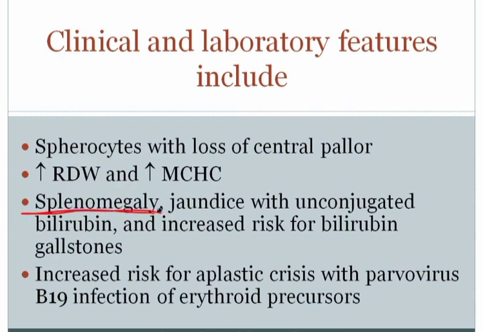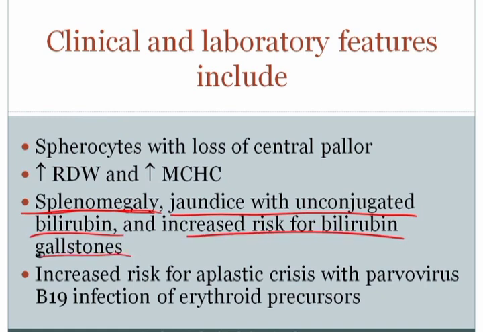Why do they have splenomegaly? Because the spleen is where the consumption of the spherocytes is occurring. It's important to note, and examiners like to ask you, that this is a work hypertrophy, so the macrophages of the spleen will undergo hypertrophy as they begin to eat away at these red blood cells. Patients will also develop jaundice with an unconjugated bilirubin, and there will be an increased risk for bilirubin gallstones.